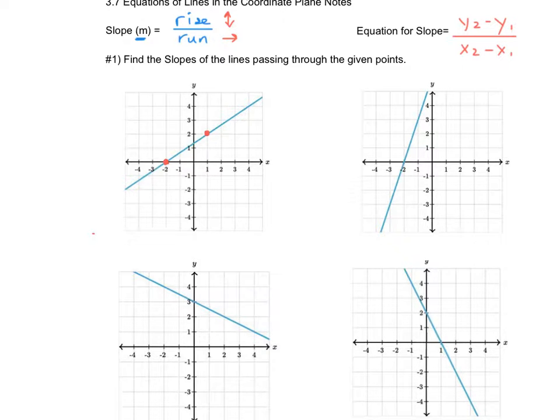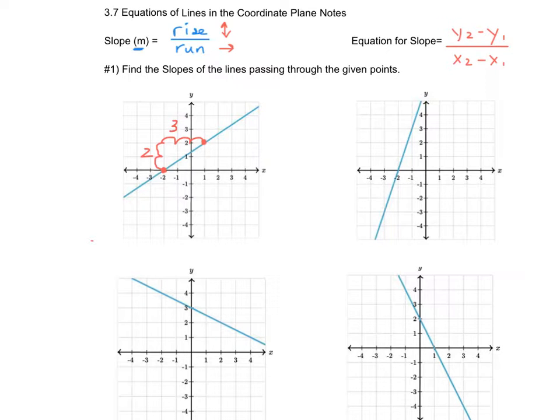If I want to figure out the slope, you start at the point farthest left and you move to the right with it. So rise would be up 2, run would be over 3. So up 2 over 3 gives me a slope of 2 over 3. Okay, so to find the slope, you would say 2 over 3.